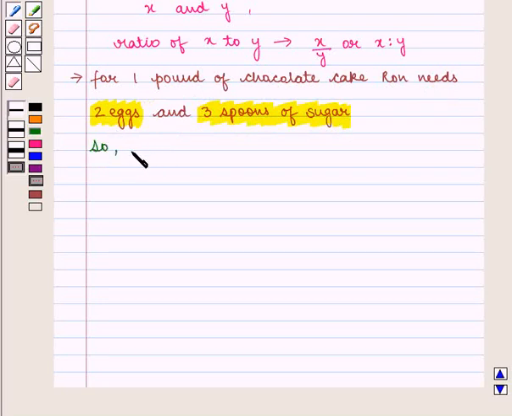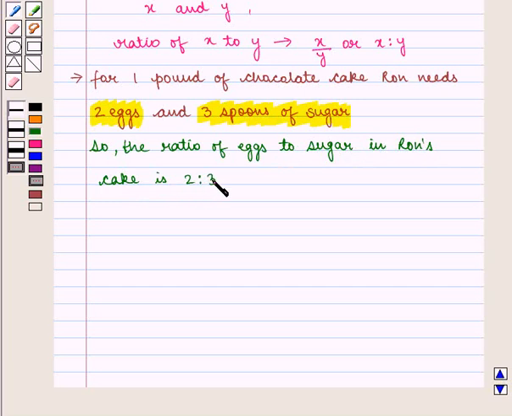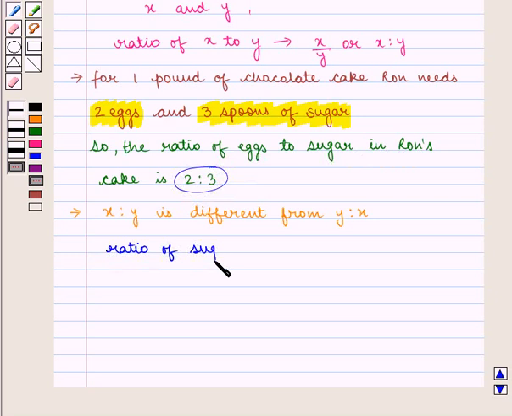So here the ratio of eggs to sugar in John's cake is 2:3. The order in ratio is absolutely essential, that is, x is to y is different from y is to x. As in the above example, ratio of eggs to sugar in John's cake is 2:3 and ratio of sugar to egg is 3:2.